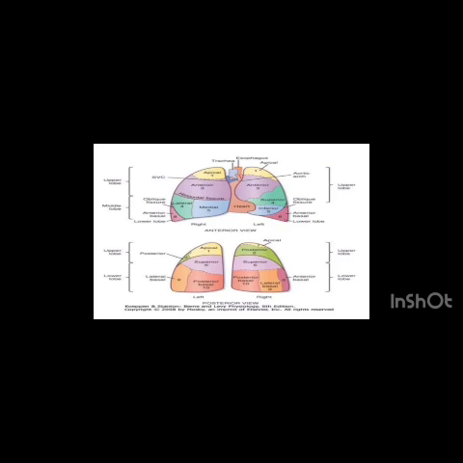On the left side there are only two lobes, upper lobe and lower lobe, and there is another one called lingula. The upper lobe is having apico, anterior and posterior segments. The lingula is having superior and inferior lingula, and the lower lobe is having 4 segments.